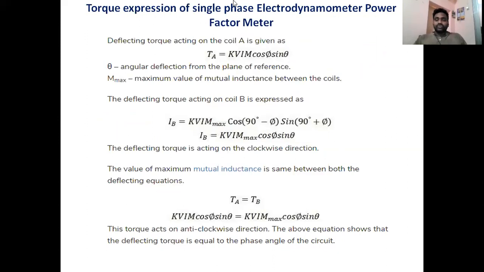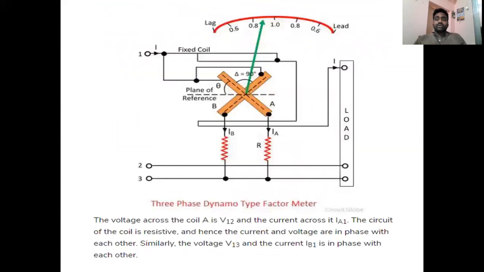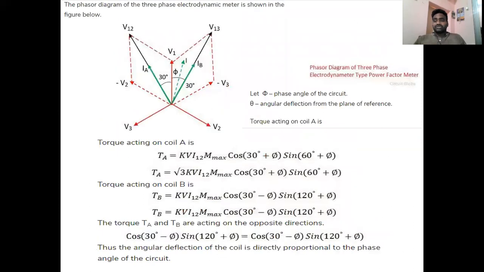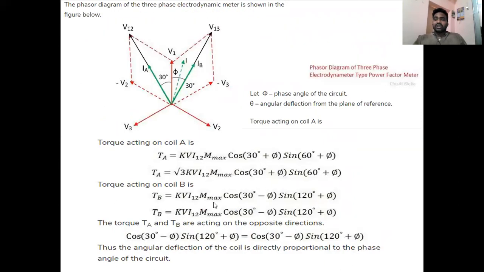Next we also discussed the three phase electrodynamometer type power factor meter. We analyzed the construction and also discussed the theoretical working. Next we discussed the individual phasor diagram analysis. In the next coming classes, we will discuss moving iron type power factor meters.